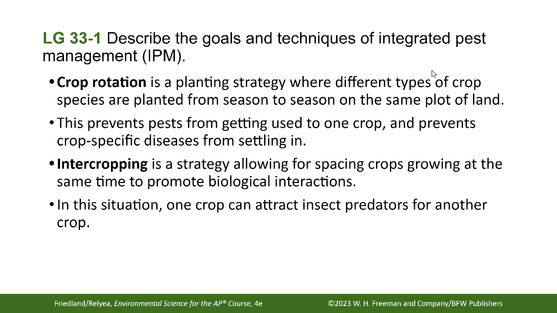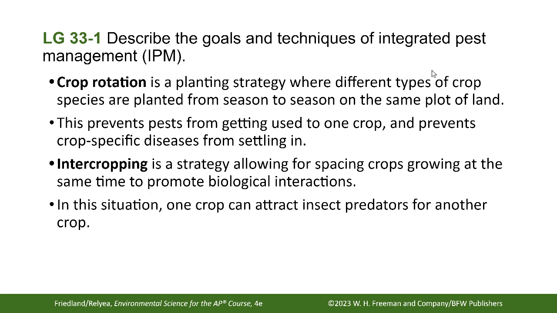So in this situation, one crop can attract insect predators for another crop. So an example of this is marigolds. So marigolds, when you're trying to plant your garden, are really good because they attract pollinators. And so pollinators are good for fruiting plants because tomatoes and things like that need to be pollinated before they produce fruit. And so that'd be helpful.